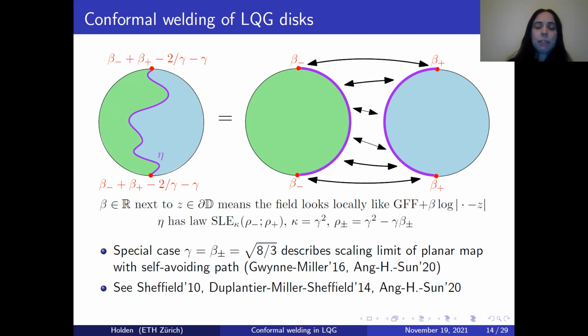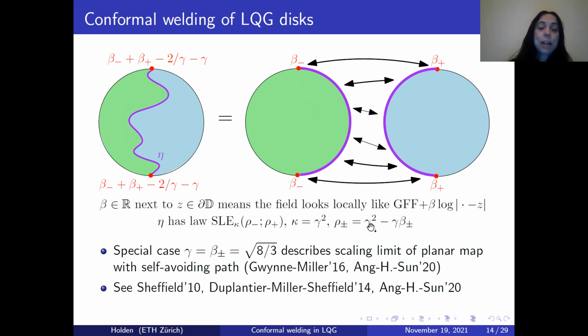You can see that all the disks involved in this result have 2 marked points, which are shown here in red. At each of these marked points, the field defining the disk has a logarithmic singularity, and the magnitude of the logarithmic singularity is this number, which is shown next to the point. For example, nearby this point, the field looks locally like a Gaussian free field plus beta times a logarithm. The rho values of the SLE kappa rho that you see here are given by some explicit formula of gamma and of beta plus minus.